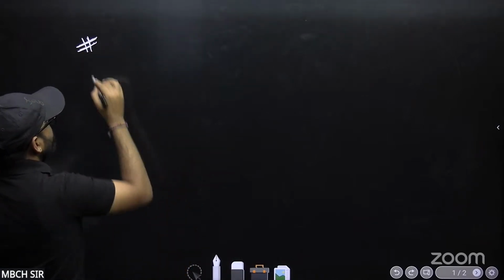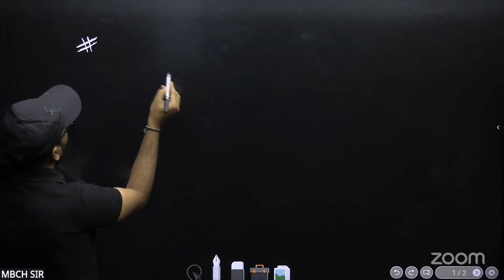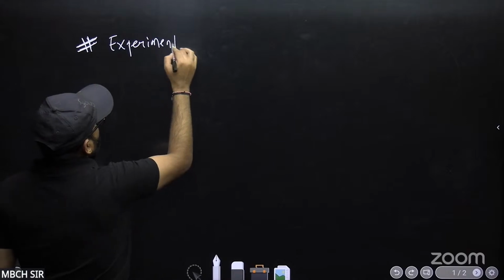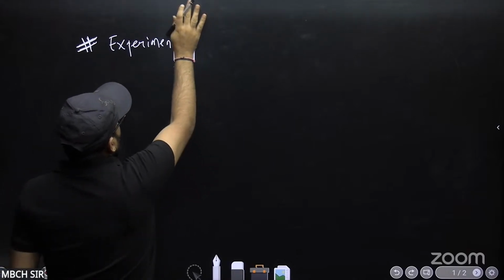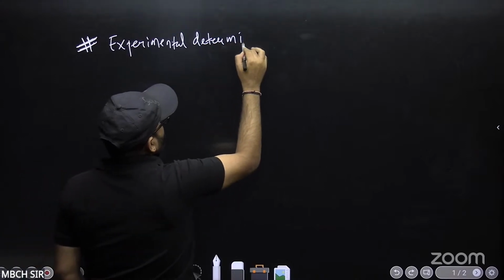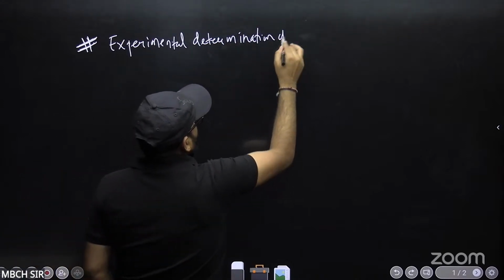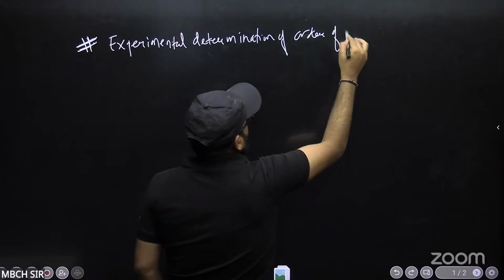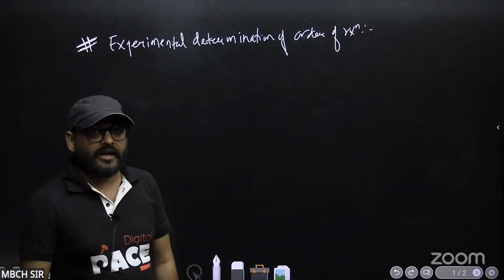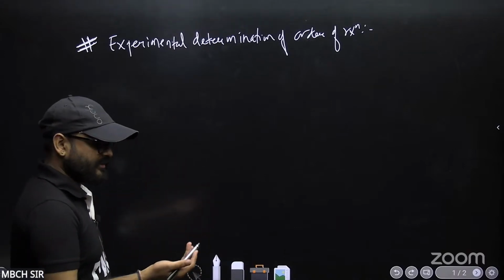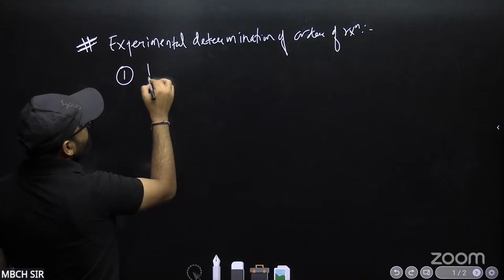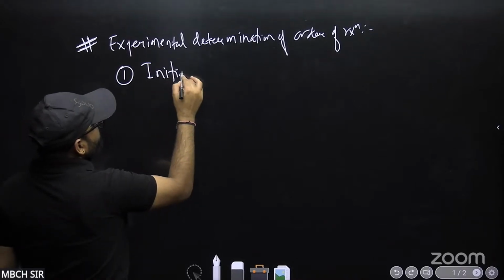We are doing some easy steps: experimental determination of order of reactions. Important but easy. First method is the initial rate method.